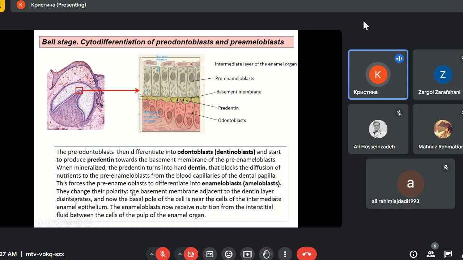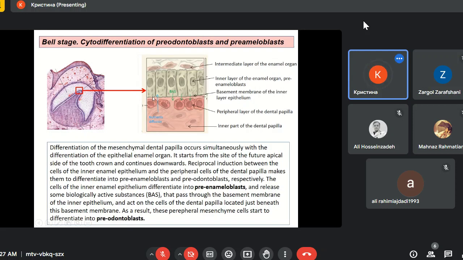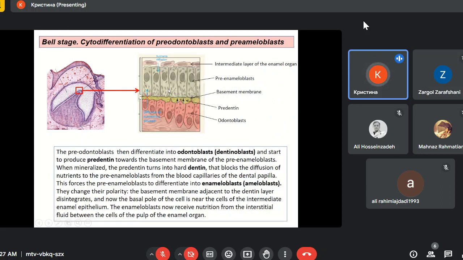During this differentiation, they change their polarity. It means that at first they had the basal pole where they had the basement membrane here. But now they will have their basal pole more closely to the intermediate layer of the enamel organ here. And they start to form the basement membrane here, and now they will get the nutrition from the stellate reticulum, which is the light area here. So nutrient diffusion now happens from the opposite side.